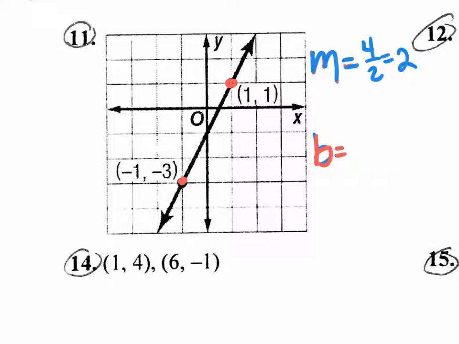What's the B value? Negative 1. It crosses the y-axis at negative 1. So now that you know the m, now you know the b, you have y equals mx plus b. What's that going to be? Y equals 2x minus 1. Y equals 2x minus 1.